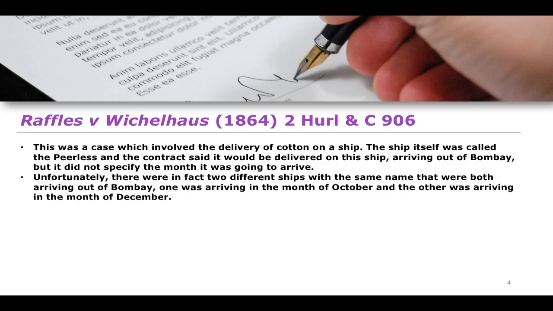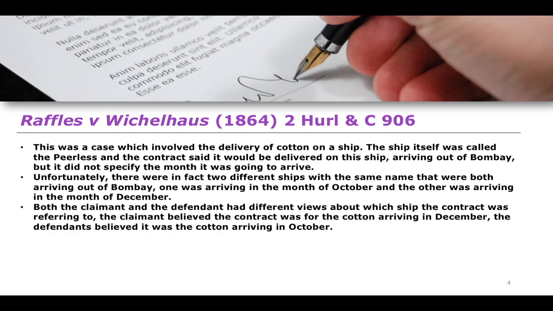Unfortunately, for the people who contracted in this particular agreement, there were in fact two different ships with the same name that were both arriving out of Bombay, and one was arriving in the month of October, the other in the month of December. So two ships, same name, same place, roughly the same time. When it comes to shipping, the difference of 2 or 3 months is not really that huge, especially in the 1860s, as I've mentioned. So quite ironic and quite difficult to understand.